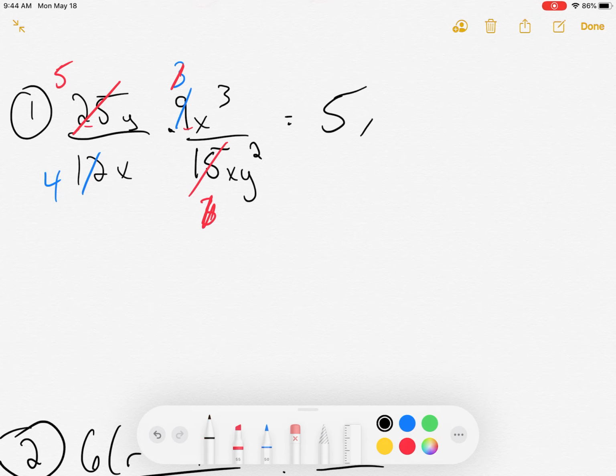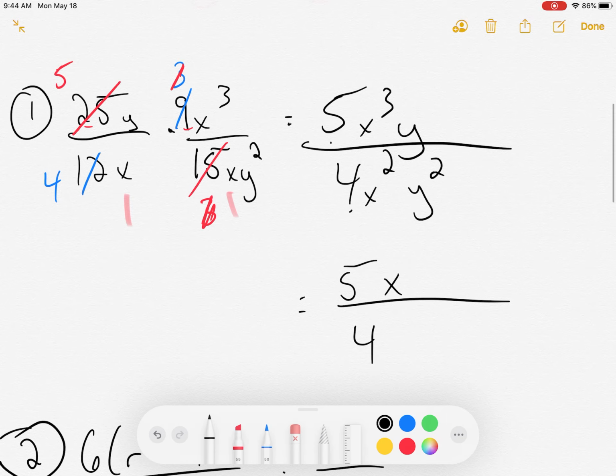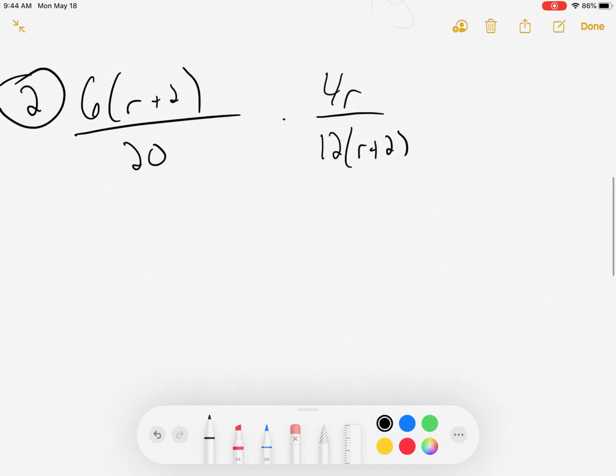So now I'm left with on top 5. I have an x to the third. I have a y. On bottom, there's a 4. There's an x here and an x here, so that would be x squared and a y squared. Now I just got to ask myself, what can I reduce? 5 and 4? Well, no, because I already went through and reduced my numbers, 5 and 4. For my x's, which is bigger, top or bottom? Top is bigger. By how many? 1. For my y's, which is bigger, top or bottom? Well, the bottom's bigger. By how many? Just 1.